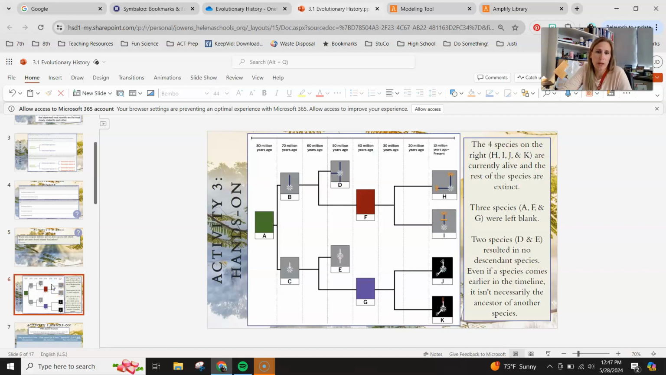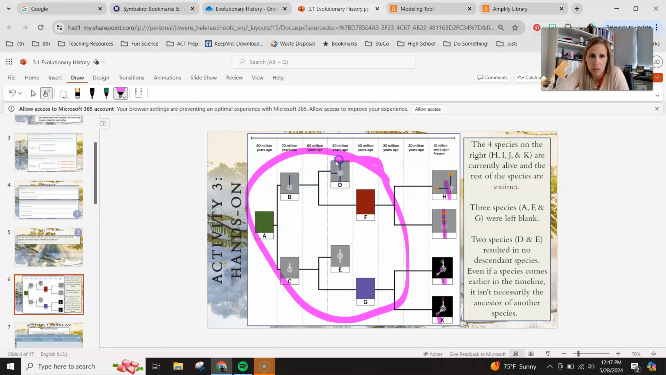All right, so for this activity 3, hands-on activity, you would be using Connects in class, but obviously you are at home working on this, so you won't have the Connects necessarily. So the 4 species on the right, H, I, J, and K, I'm going to grab a draw tool here. So here's H, I, J, and K, are currently alive, and the rest of the species are extinct. So these are all extinct species. Okay, that's the first thing you need to know about this.